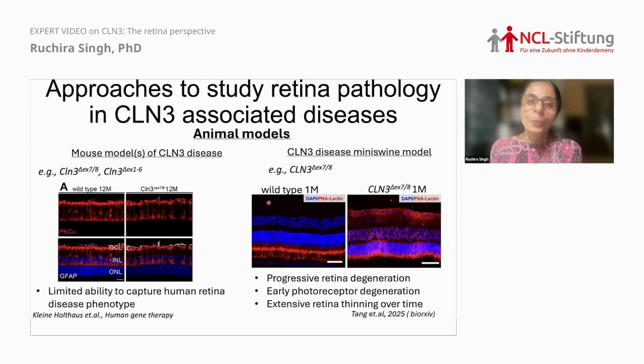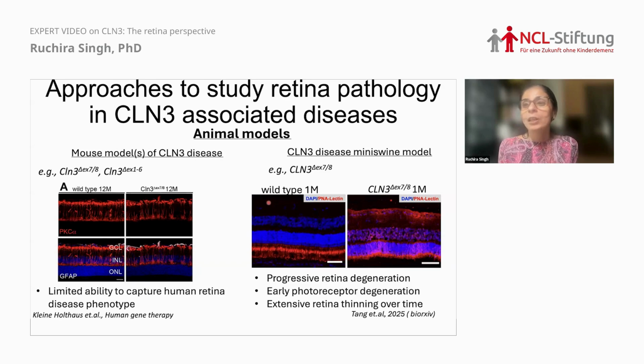And then another approach that has been used now for several years is animal models of CLN3 disease. So mouse models or rodent models are very often utilized to study retinal diseases. They're not very good at capturing the disease pathology of diseases that affect the macula. And this is just because rodents don't have a macula or a macula-like structure.